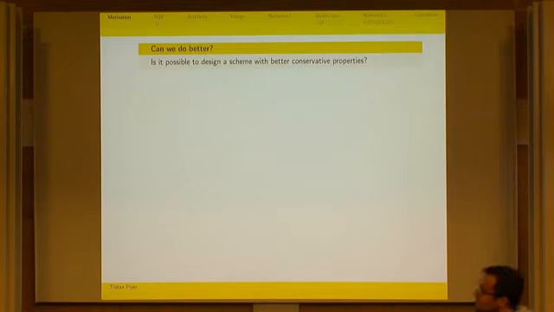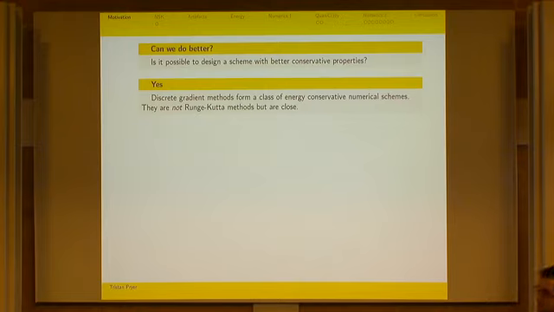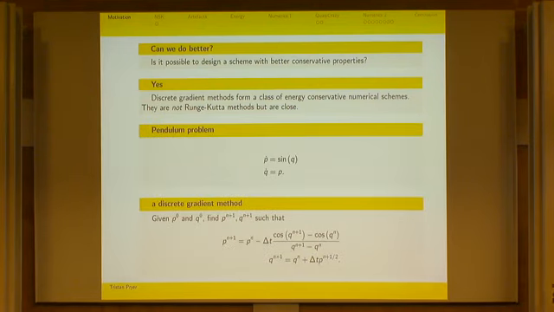So I had conservation of this quantity up to order 10 to the minus 3 or something. Can I do any better? Can I conserve this quantity exactly? And the answer is yes. There are a class of numerical methods that allow you to do this. They're called discrete gradient methods. They're not Runge-Kutta methods, though, funnily enough. You can't write them as Runge-Kutta methods, but they are kind of close to Runge-Kutta methods.